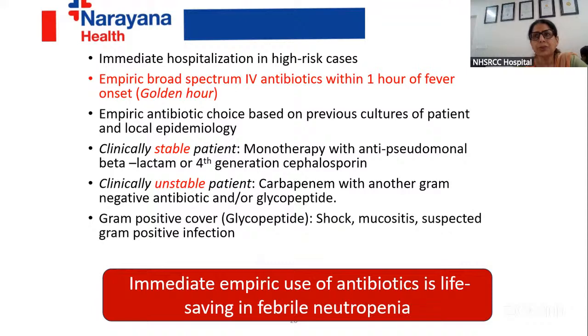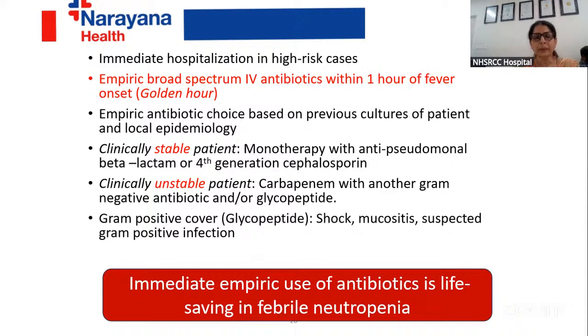So we don't wait for the child to go to the admission counter, get admitted, come to the ward, and then we start all this. The child is instructed to go straight to the emergency. Now, as I told you, if the child is living too far away, probably you all at your hospitals and nursing homes can give this emergency care as we do it in our emergency downstairs.